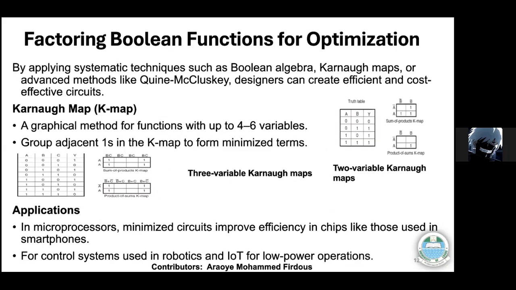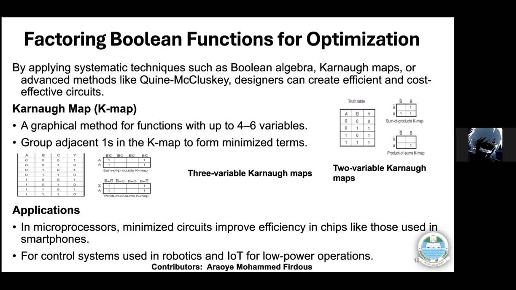By applying systematic techniques such as Boolean algebra, Karnaugh maps, or advanced methods like Quine-McCluskey, designers can create efficient and cost-effective circuits. So a Karnaugh map is a graphical method for functions with up to 4 to 6 variables. You group adjacent ones in the K-map to form minimized terms. Also, you can define K-maps as a graphical approach for minimization based on Boolean theorems and postulates.